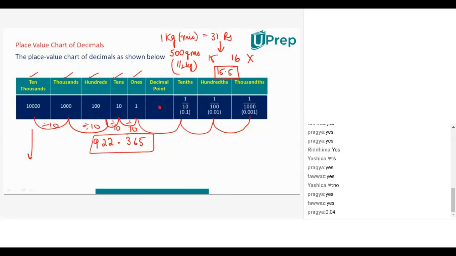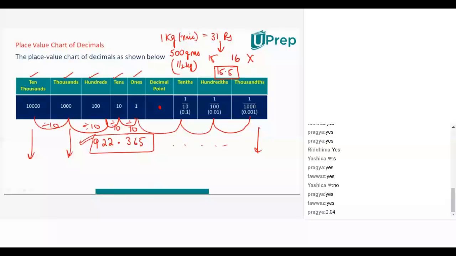Sir, can I explain by a number? Yeah, that's the example I've given, 922.365. Try explaining it using this. Okay, sir. Place value. In the place value chart, you mean this number? Yes, we are understanding place values.